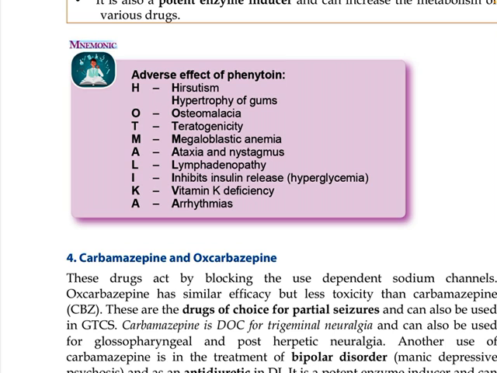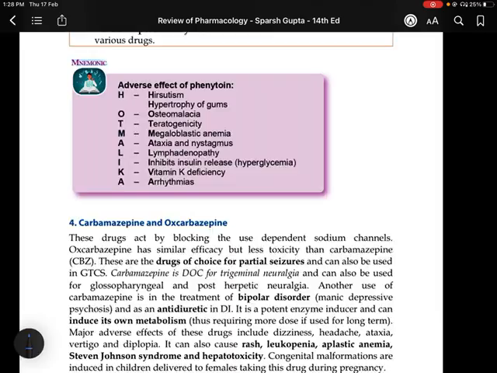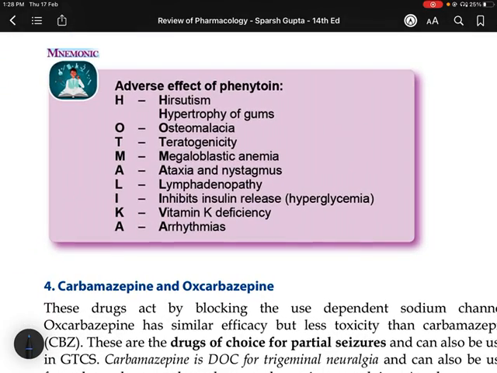So the adverse effects of phenytoin are parasitism, hypertrophy of gums, teratogenicity, megaloblastic anemia, nystagmus, lymphadenopathy, vitamin K deficiency, and arrhythmia.